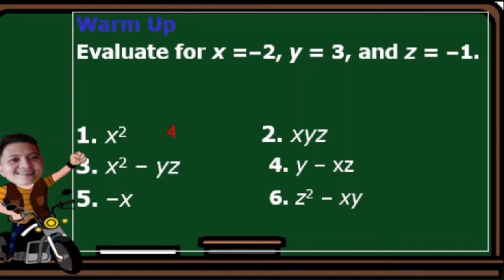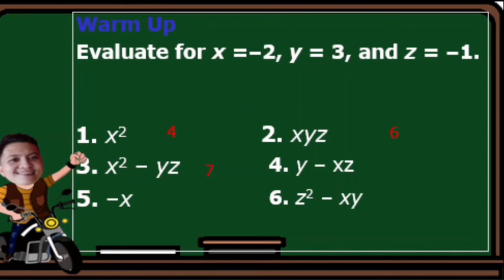Number 2. xyz. If the values of x, y, and z are negative 2, 3, and negative 1 respectively, what will be the answer in number 2? The answer is 6. How about in number 3? We have x squared minus y times z. The answer is very good, 7. Number 4, y minus xz.